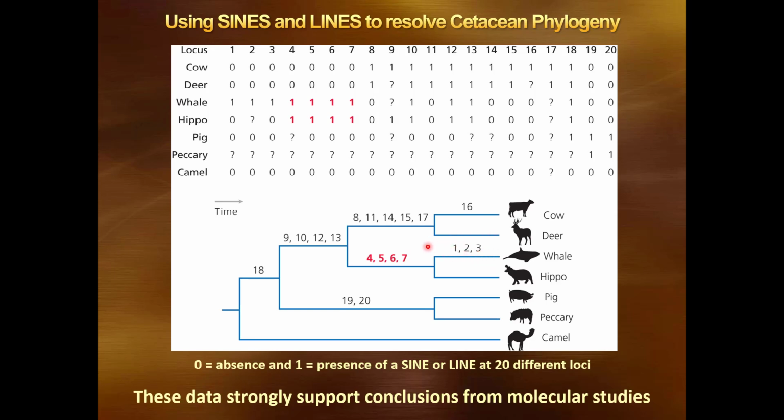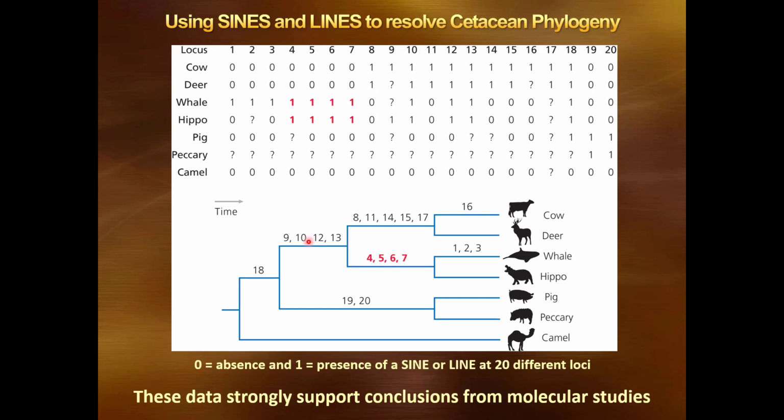If we look over here, let's say between cow and deer, we can see a lot of similarities here: we have position 8, 10, 11, 12, 13, 14, etc., 15, and 17. So what they're showing here is these positions, the cow and the deer all have those. Now the reason why they put 9, 10, 12, and 13 outside of that is because they're shared not only between cow and deer, but also with the whales and the hippos.